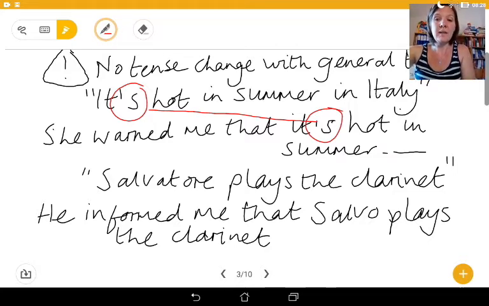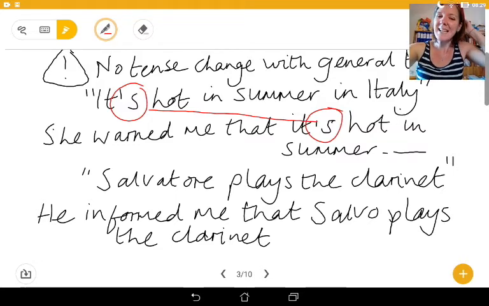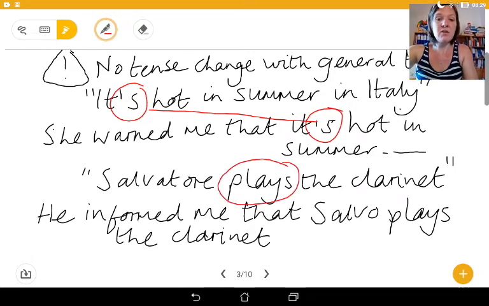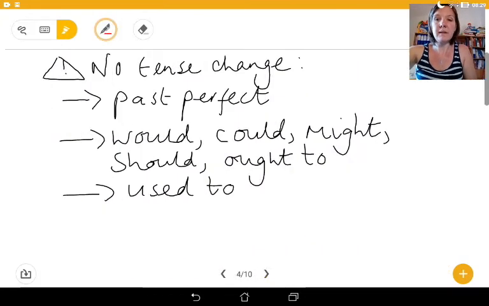Okay, the second example I've given here about Salvatore. Salvatore plays the clarinet. This is true. Okay, it's a fact. And so when I report this sentence, I would say, he informed me that Salvatore plays. I don't change it, okay? Because it's always true. Let's go on to the next slide.